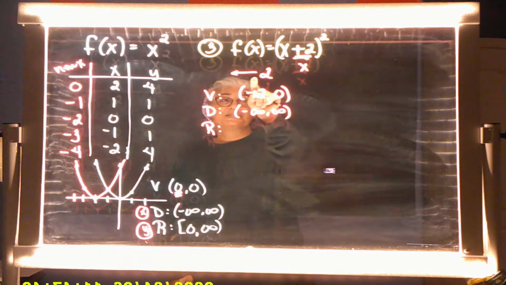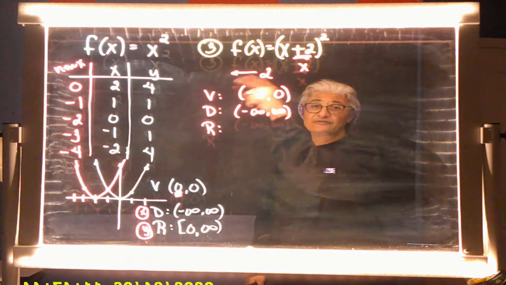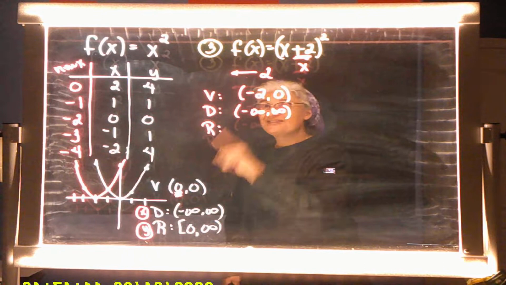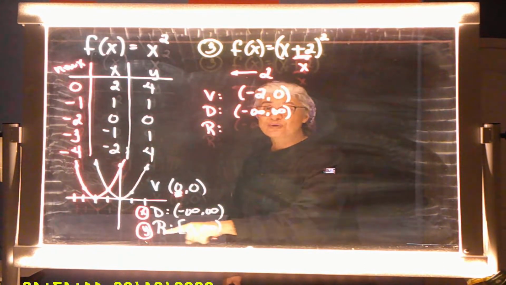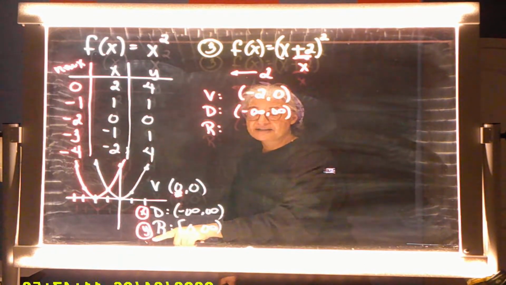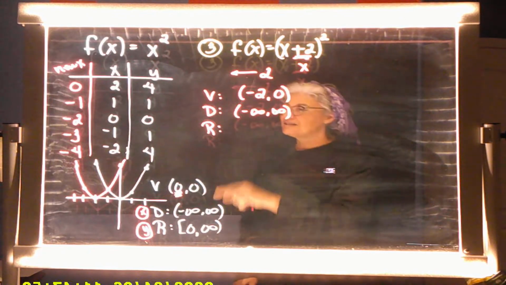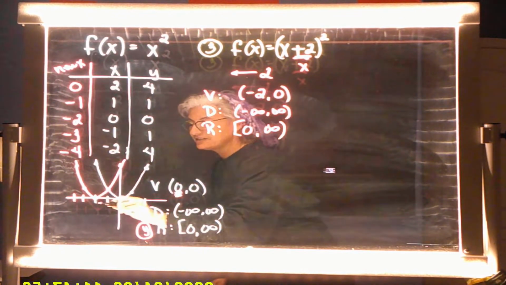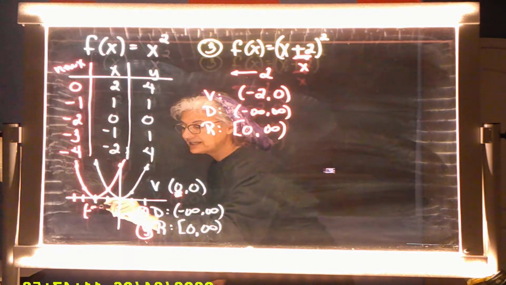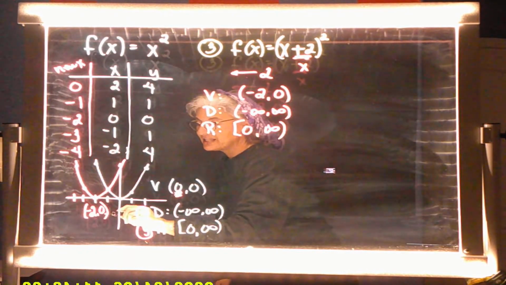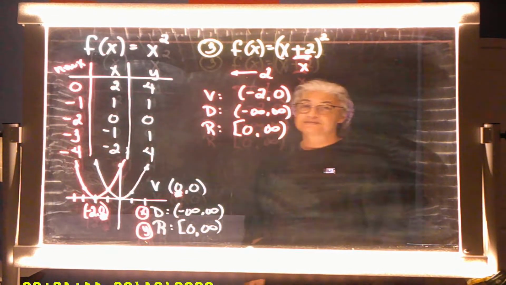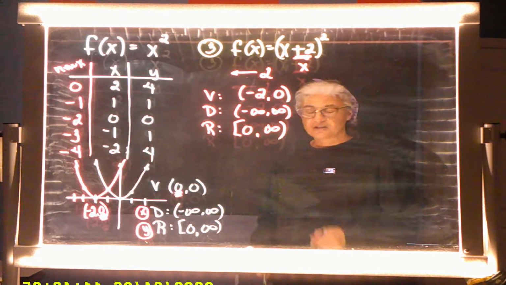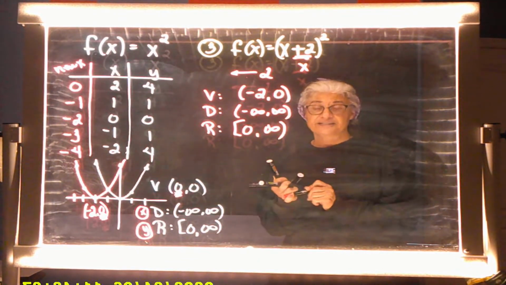Okay, range. Now remember, the x's were affected. It moved left 2 spaces. So if the x's are affected, is the range, which is the y's, are they going to be affected? No. They're still going to start at 0 and end in infinity, right? Because this is the point, negative 2, 0. This is not going to be affected. Good? Okay, let's look at another example.